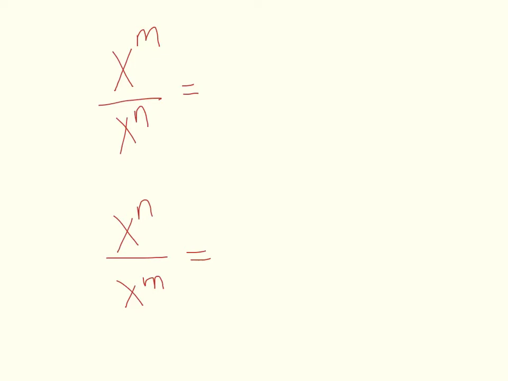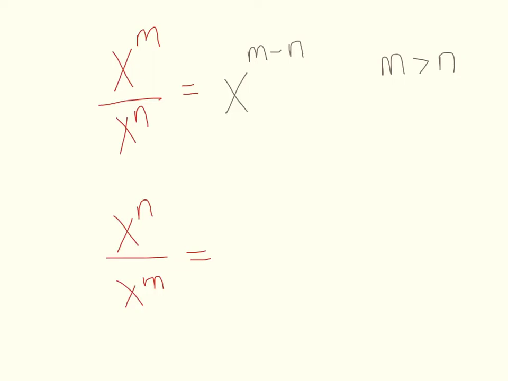So we have a base of x here with the exponent of m, and then we have that over a base of x with an exponent of n. Now the bases are the same, so we're going to subtract our exponents. So this is going to be x to the m minus n, and that's going to be our answer. Now this is when m is greater than n.